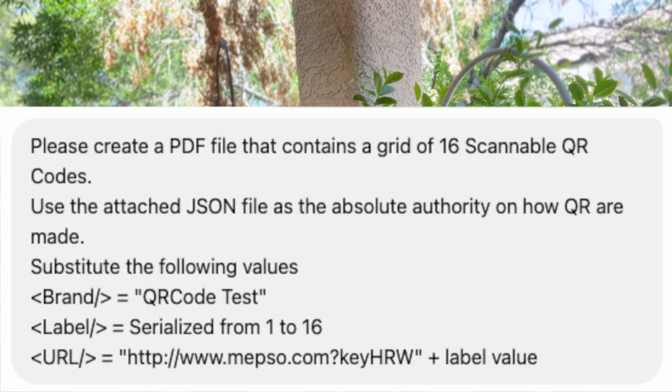Here's how you do it. Please create a PDF file that contains a grid of 16 scannable QR codes. Use the attached JSON file as the absolute authority on how QR codes are made. I typed "QR" instead of "QR codes," but the prompt still worked.